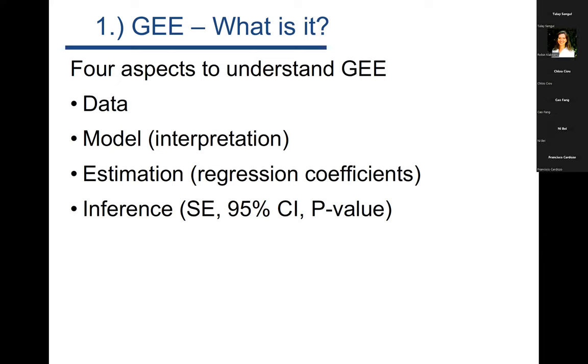There are four different aspects to understand the GEE. One is what data is it useful for. We just talked about this longitudinal data. As for the model, it will be a marginal model. The GEE will give us some nice tools to do estimation, meaning to get regression coefficients, but also to do inference, meaning to obtain standard errors, so that we can get 95% confidence intervals and obtain p-values to make a conclusion to certain scientific questions.